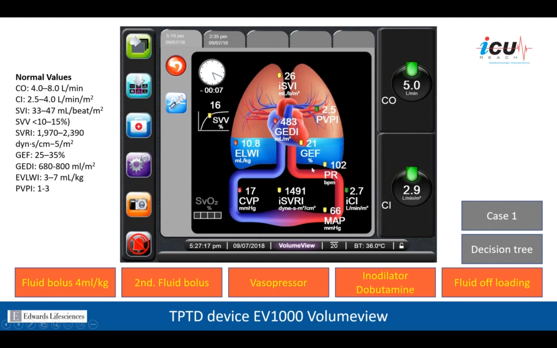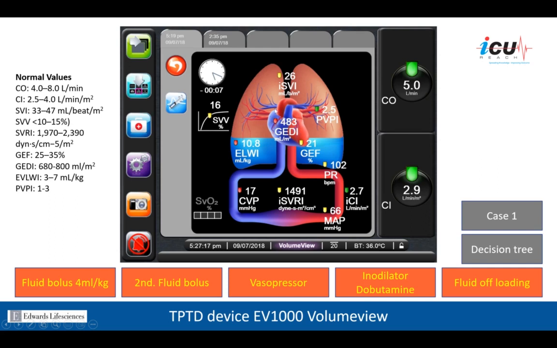So in terms of evaluation, as I stated earlier, we would start evaluating the preload first. And if we take a look at the global end diastolic index, it is less than 700.